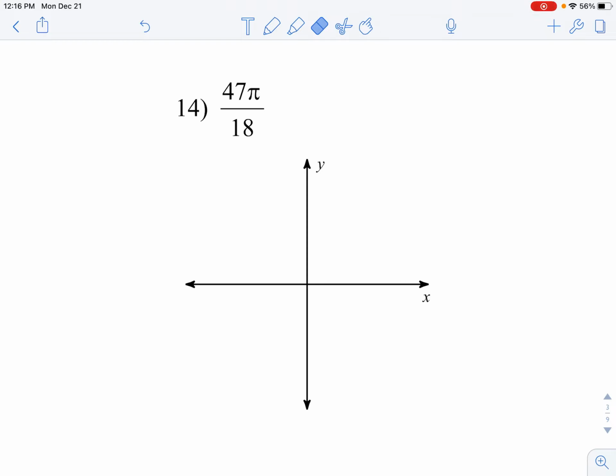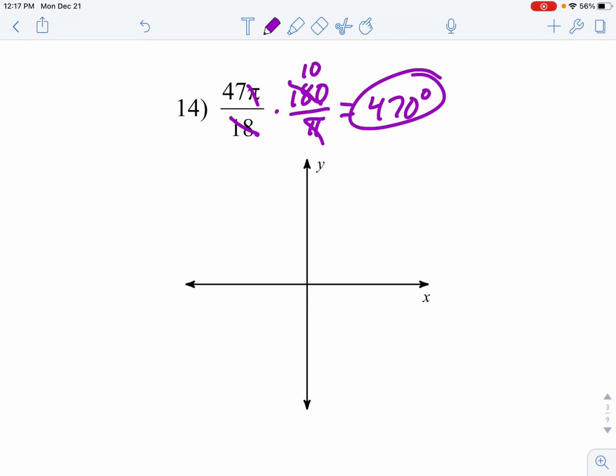So what I do is I multiply by 180 over pi. That's right. I'm going to convert this to degrees because I have been trained to think degrees. And I know I used a calculator yesterday, but I don't think I need a calculator for this. 18 and 180 is going to reduce and just give me 10. So I'm left with 47 times 10, 470 degrees. So that I can graph.